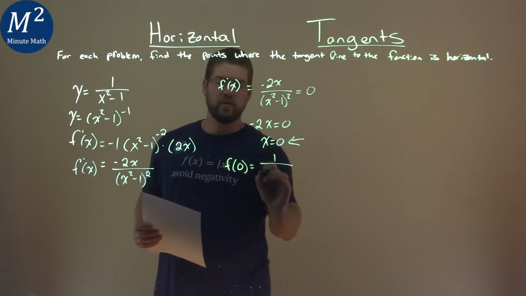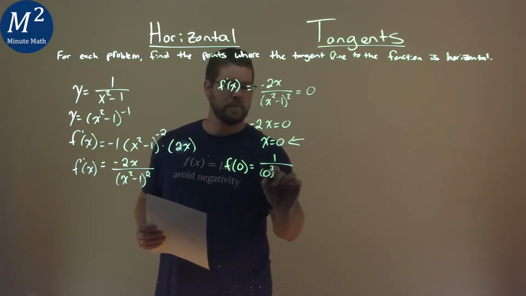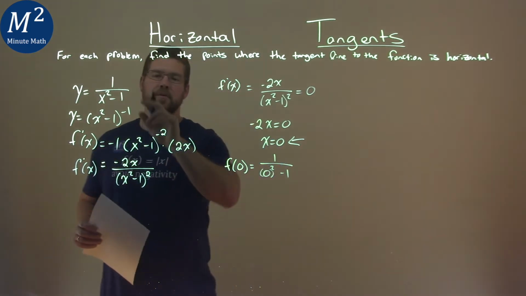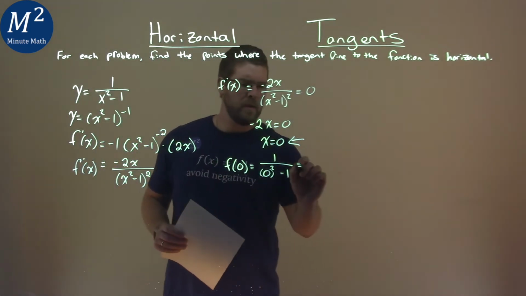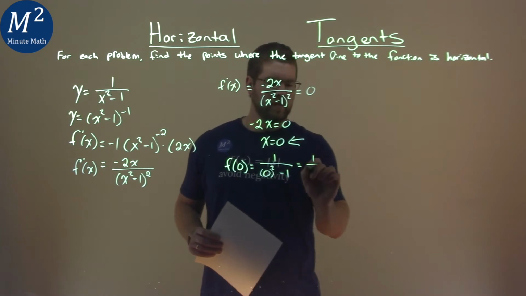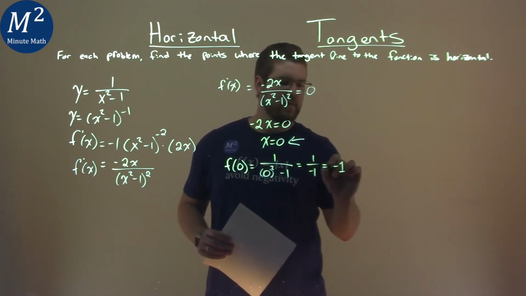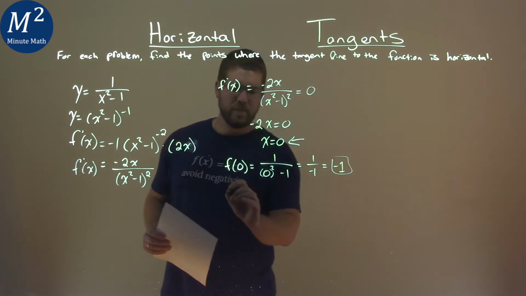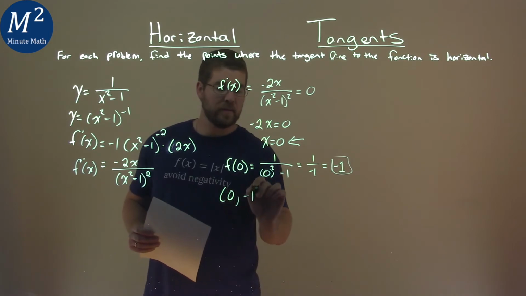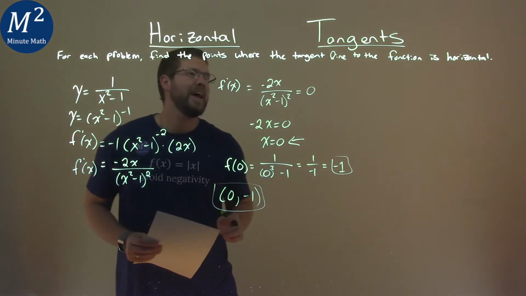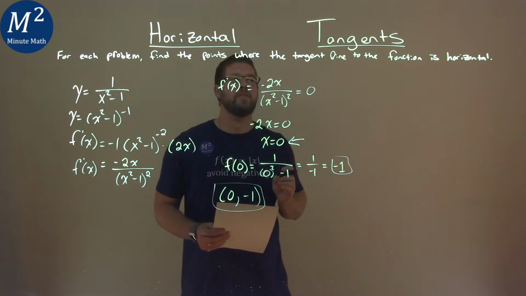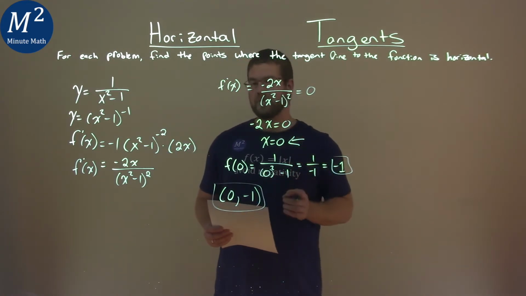So we have 1 over 0 squared minus 1. And again, make sure you plug it into our original function. Well, this comes out to be 1 over negative 1, which is negative 1. And so we have a coordinate point here, 0, negative 1. And that is where the tangent line of the function is horizontal.